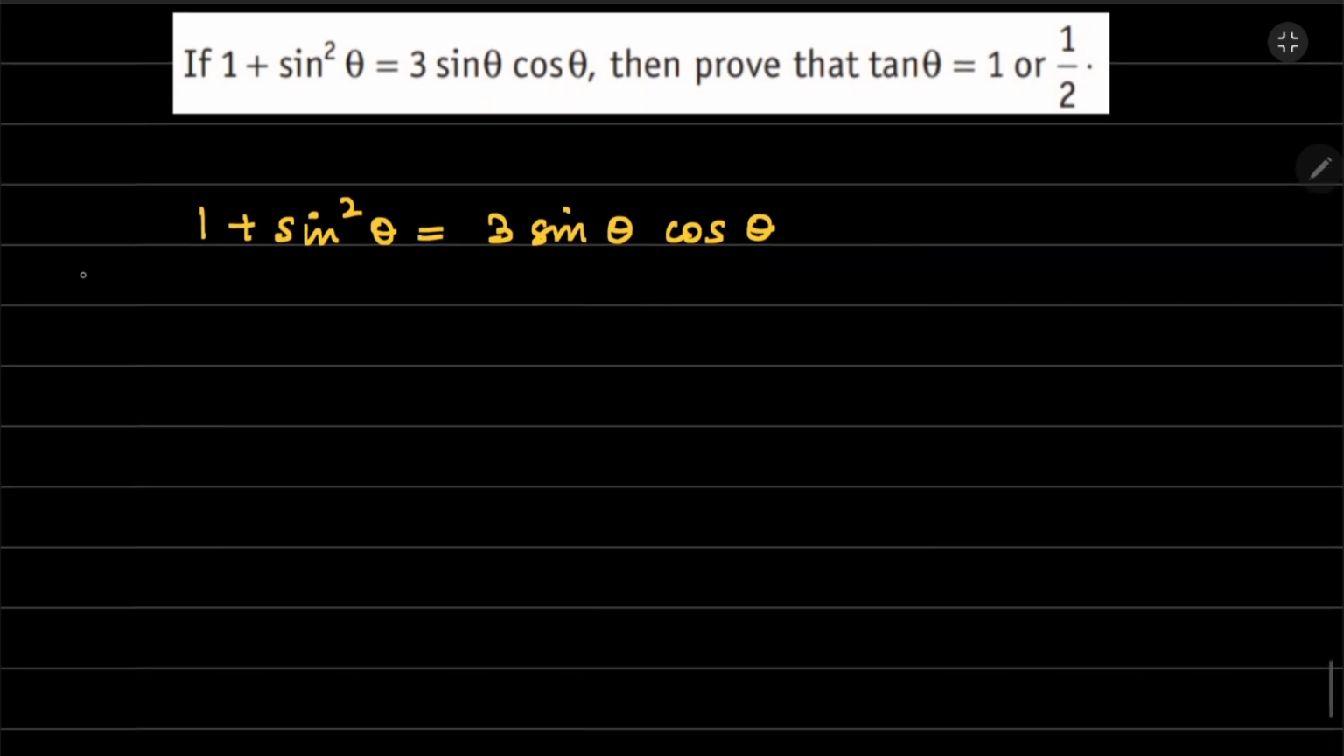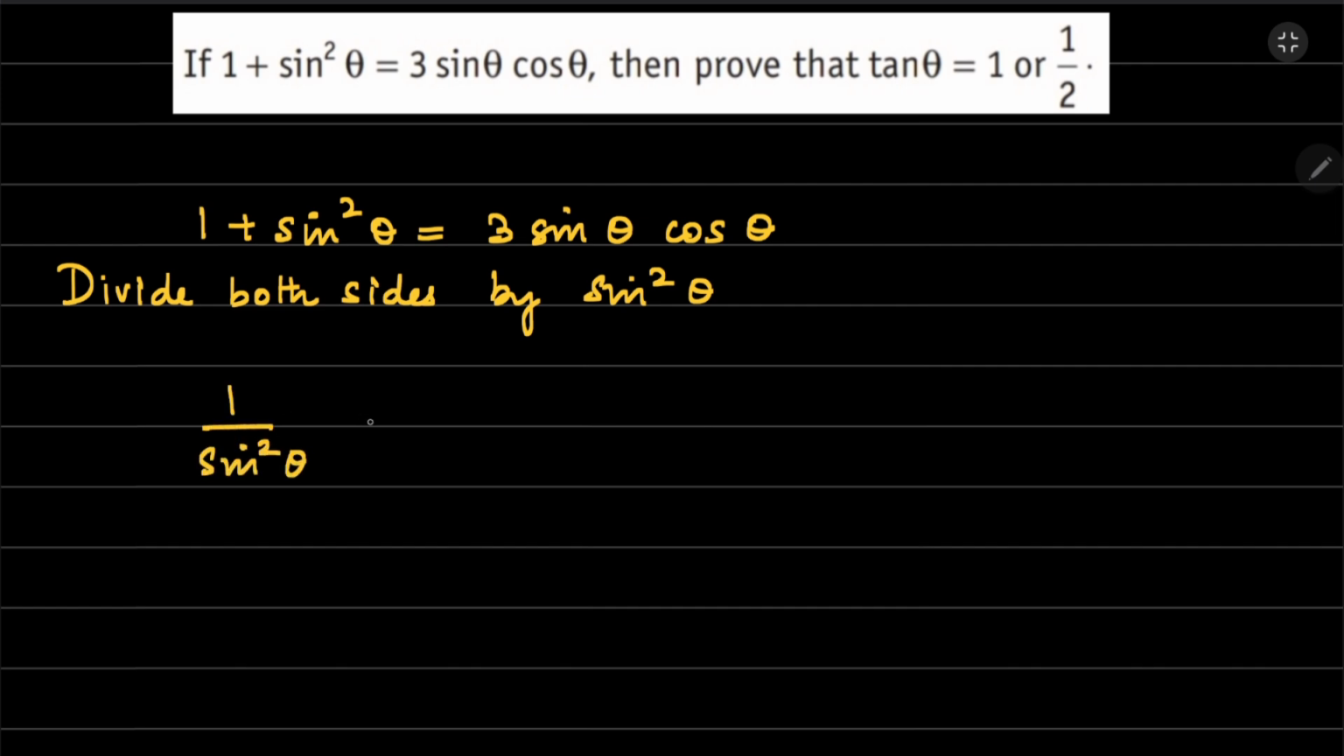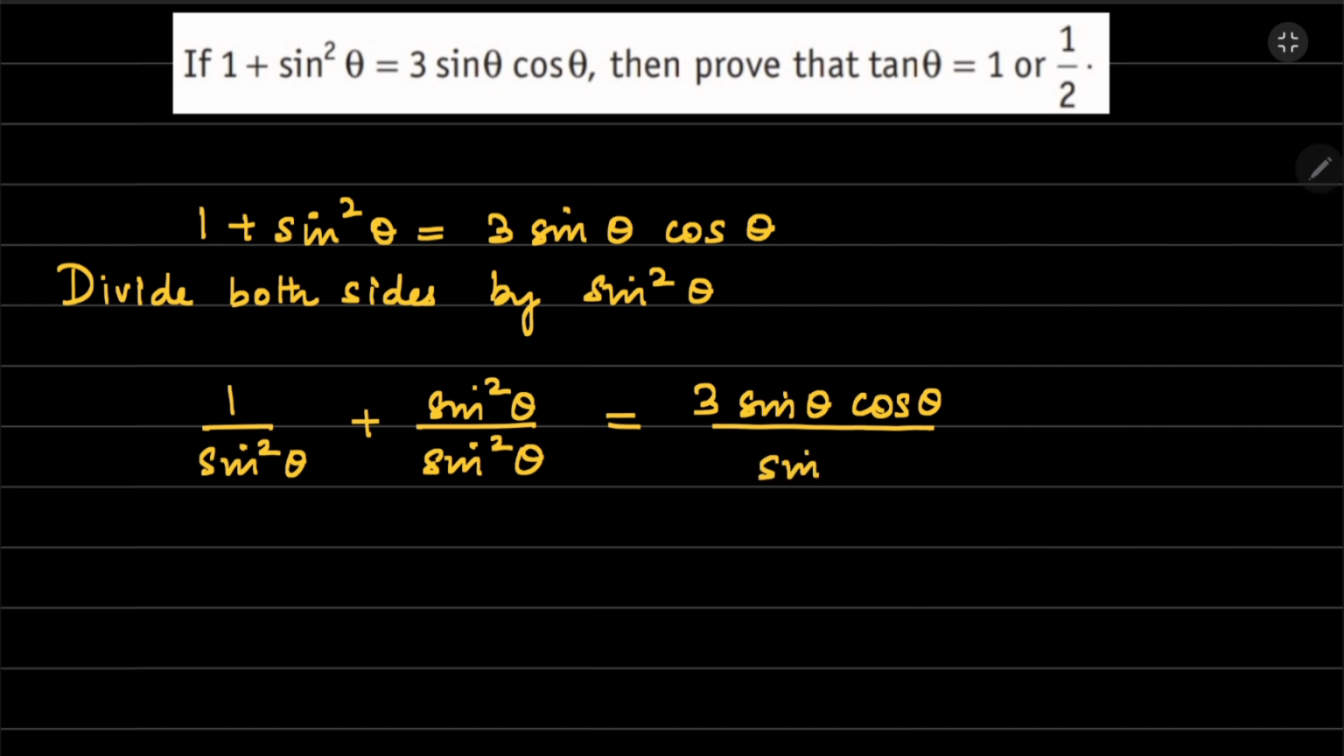Let us divide both the sides by sine square theta, because we have to get tan theta. So what do you get? 1 by sine square theta plus sine square theta divided by sine square theta is equal to 3 sine theta cos theta divided by sine square theta.